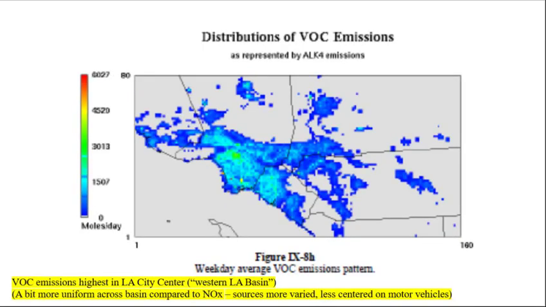This map illustrates the pattern of VOC emissions on a typical weekday in Los Angeles. The map is color-coded according to emissions in moles per day. Notice the emissions are spread out over the entire basin, a bit more so than seen with NOx. In particular, less of a roadway signal is seen in VOC emissions compared to NOx. This is because there's a wider range of urban sources responsible for VOC emissions, being less centered on mobile sources.